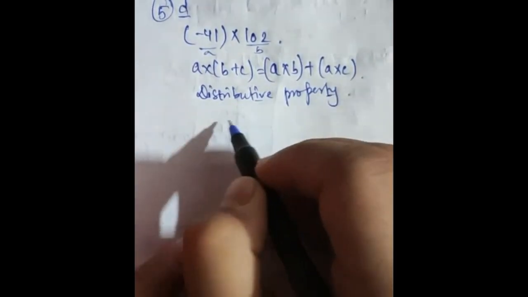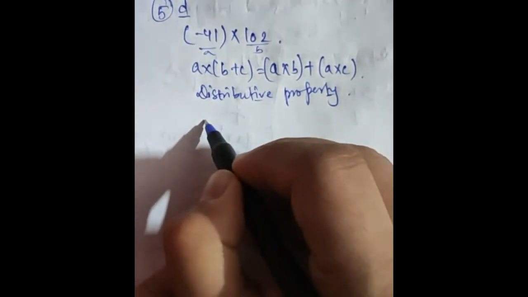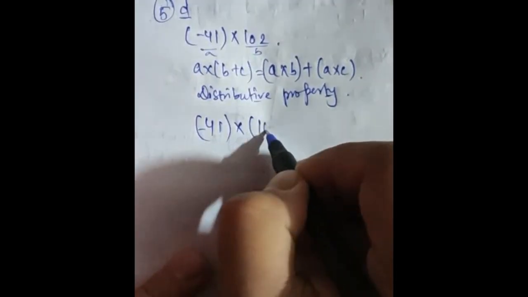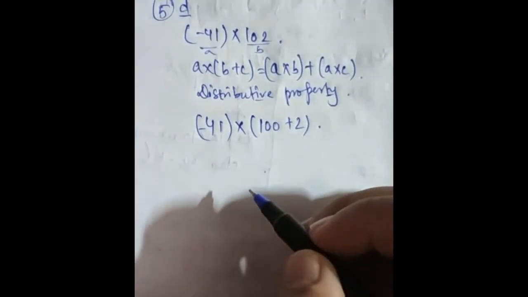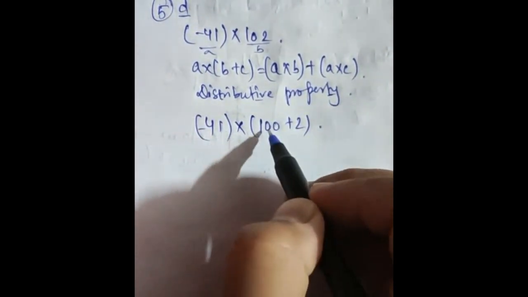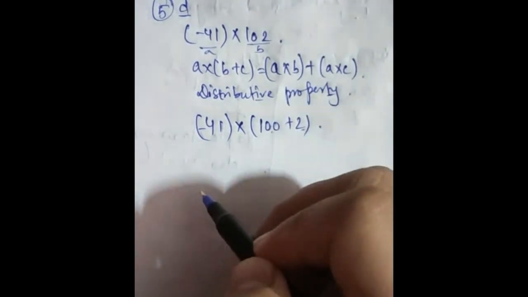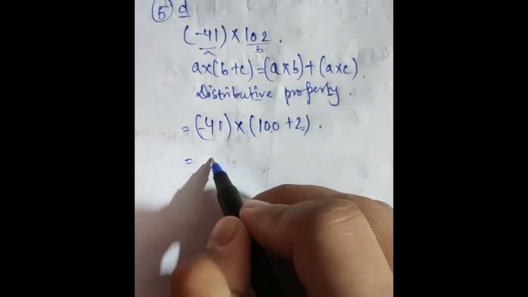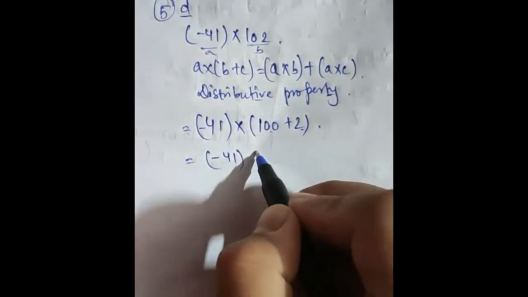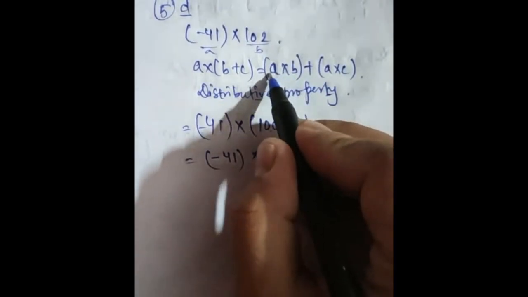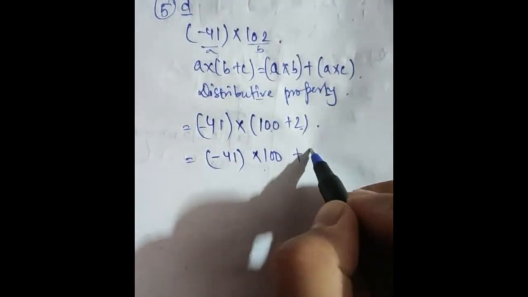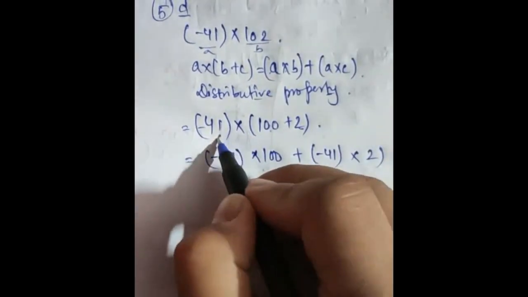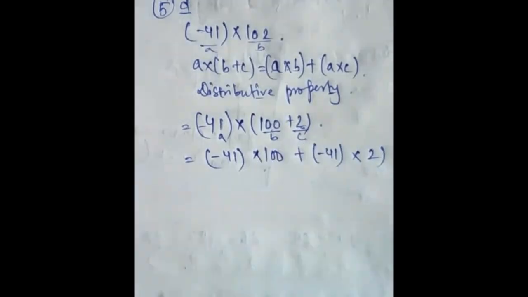Okay, so minus 41 into 100 plus 2, we can break it, we can distribute this number, right? This is our a, this now became your b, and this now becomes your c. Now let us write the other form of this, that is minus 41 into 100 plus minus 41, your c is 2, right? This is your a, b and c, right?